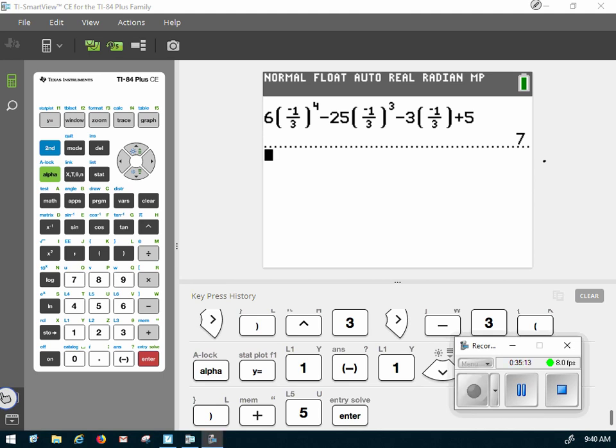This is how we're gonna end. What did you just find? You found a point on the curve. What point did you just find? Negative, what's the x value? Negative 1/3, 7. You just found a point on that curve. And if you had done synthetic division with negative 1/3, what would your remainder have been? 7. There you go.